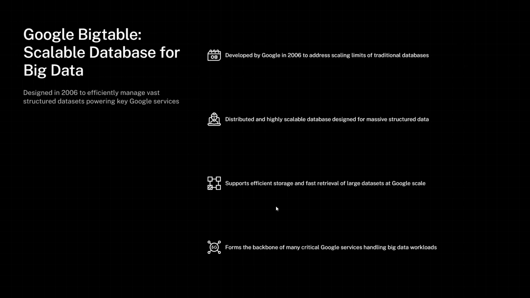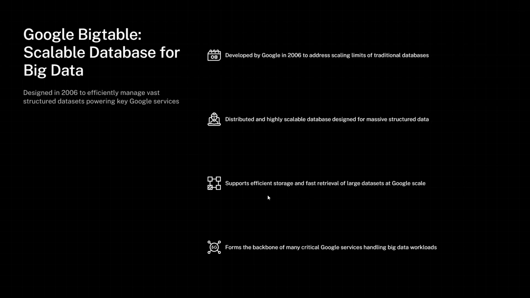So Google Bigtable is a compressed, high-performance and highly scalable data storage system developed by Google. It was created to handle petabytes of structured data distributed across thousands of commodity servers. Internally, Google introduced Bigtable in 2004, and in 2006 it was publicly described in a landmark research paper by Fay Chang et al., titled Bigtable, a distributed storage system for structured data.